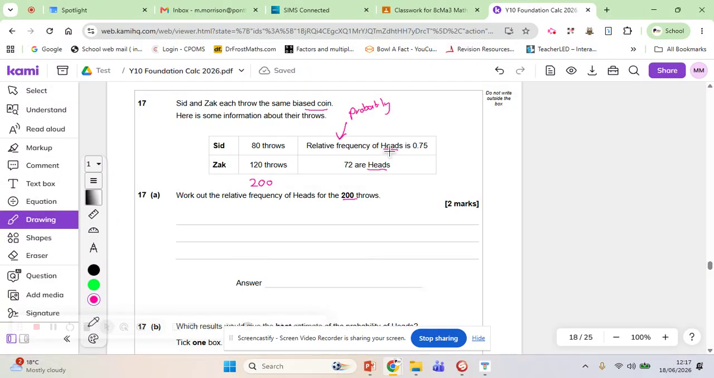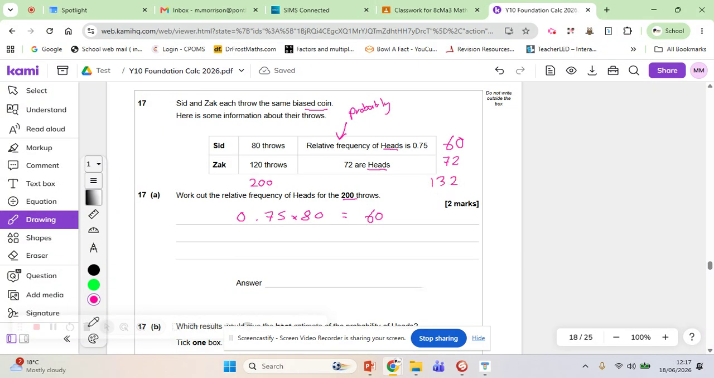we are probably going to have to work out how many, well, there's 2 different ways of doing it. I'm actually probably going to work out how many heads there was here. So if I've got 0.75 multiplied by 80, that will tell me how many heads there was. So 0.75 times 80 gets me 60 heads, so this is the equivalent of 60 heads, that's 72. So if I add them together, add 72, we get 132.